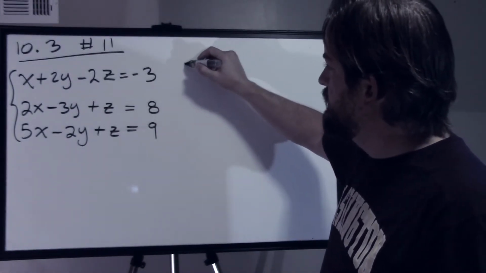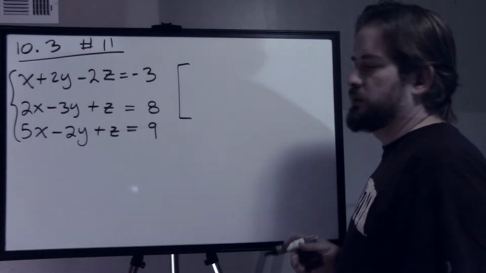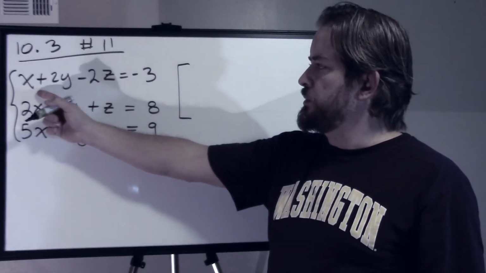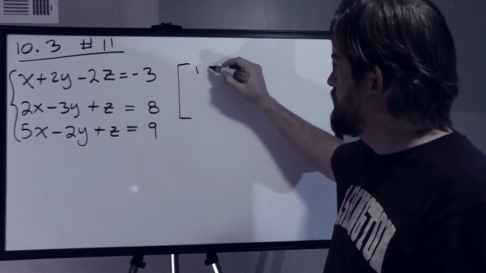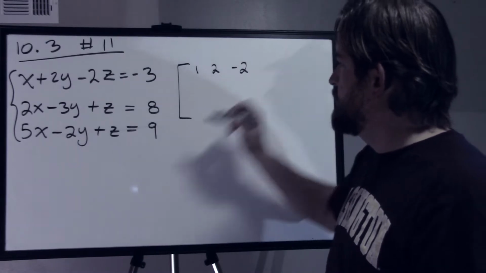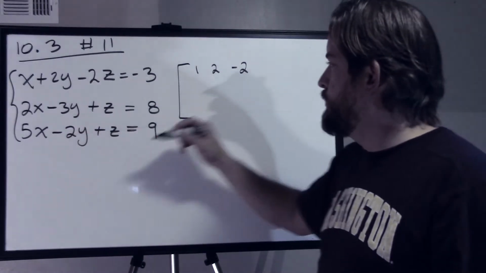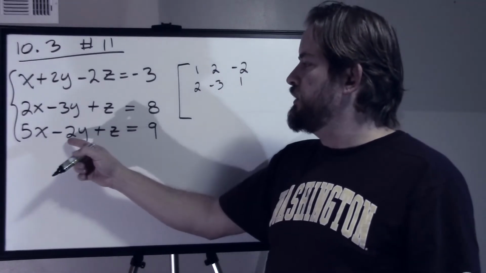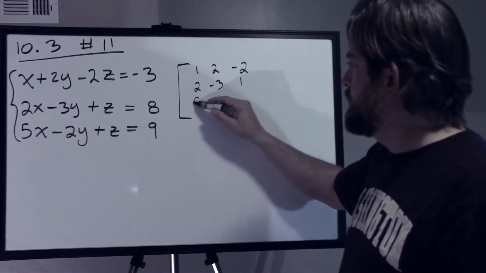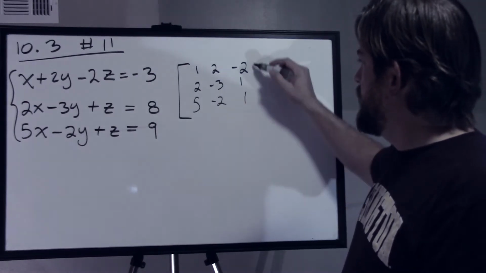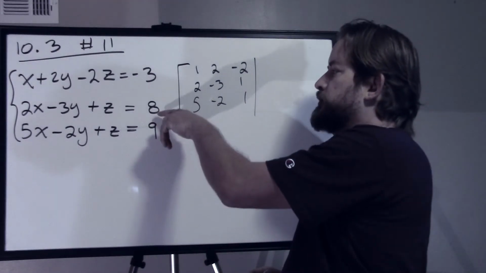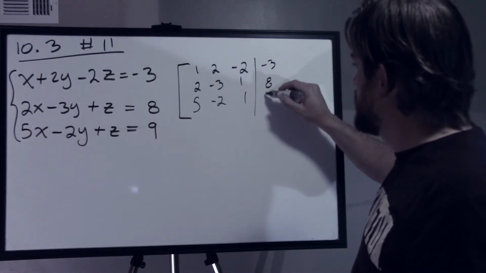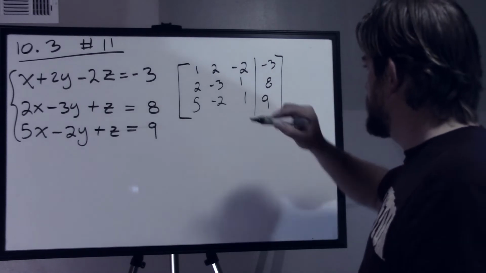So that looks like this. We'll write a matrix, which just opens up with a big left parenthesis or a bracket. And again, just those numbers, 1, 2, negative 2, 2, negative 3, 1, and then 5, negative 2, 1. And I augment it on the right hand side with negative 3, 8, 9. Okay.